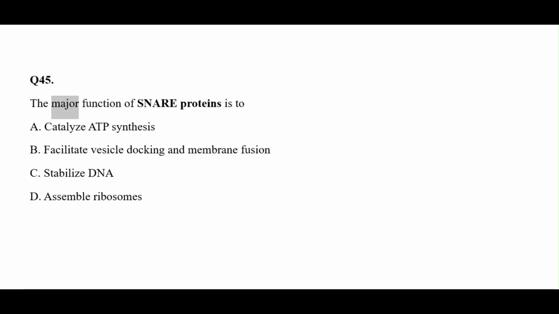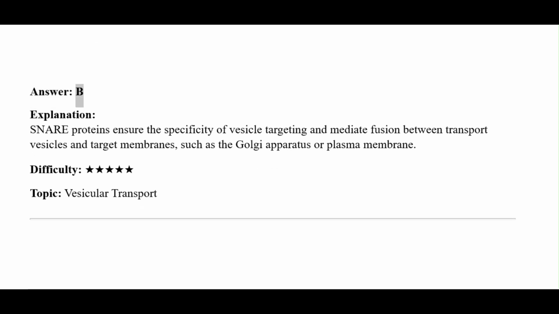Q45. The major function of SNARE proteins is to A. Catalyze ATP synthesis. B. Facilitate vesicle docking and membrane fusion. C. Stabilize DNA. D. Assemble ribosomes. Answer, B. Explanation. SNARE proteins ensure the specificity of vesicle targeting and mediate fusion between transport vesicles and target membranes, such as the Golgi apparatus or plasma membrane. Difficulty. Topic: Vesicular transport.